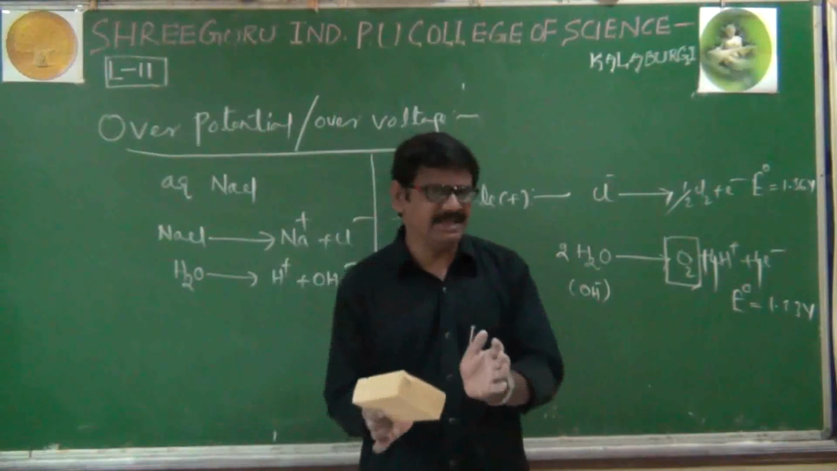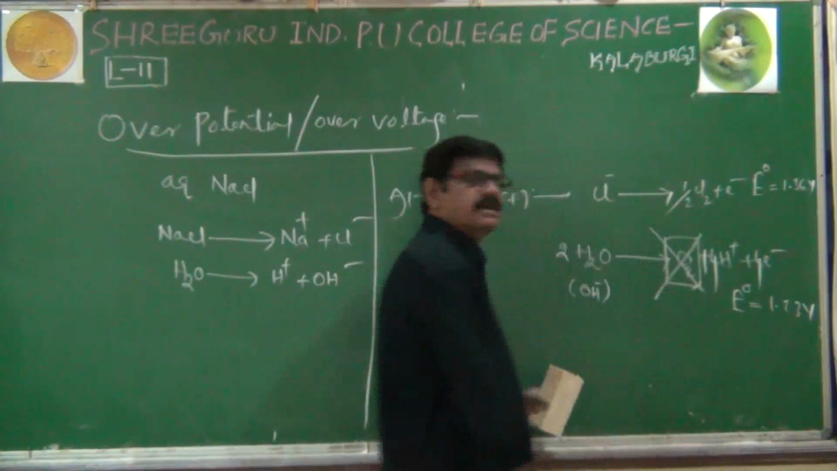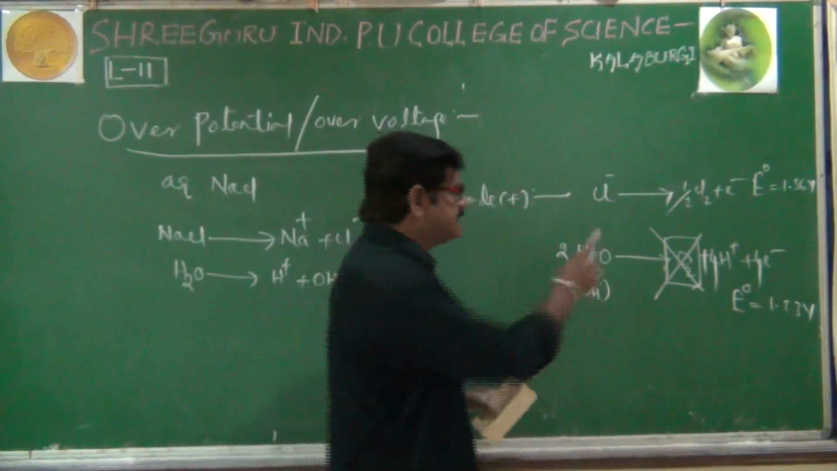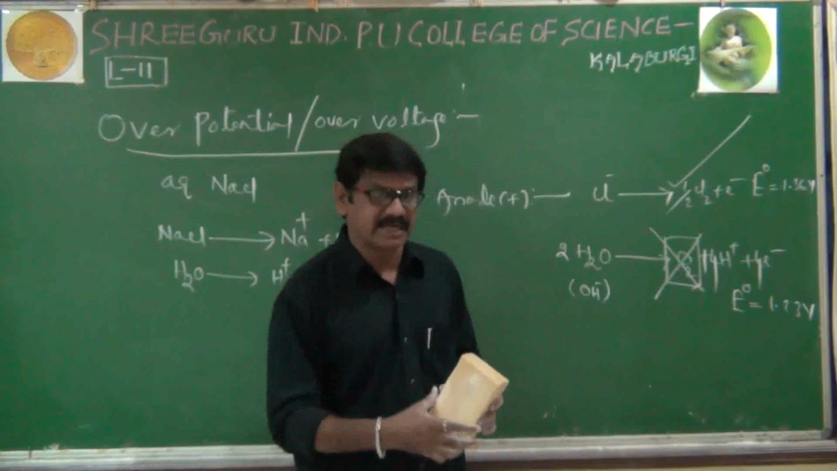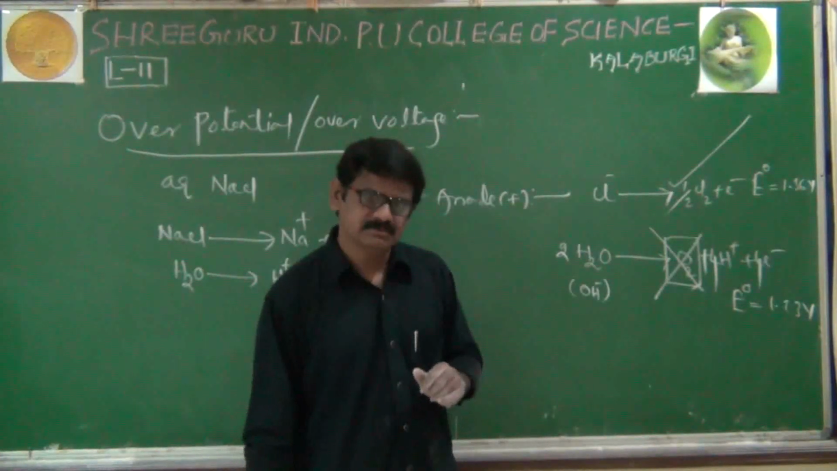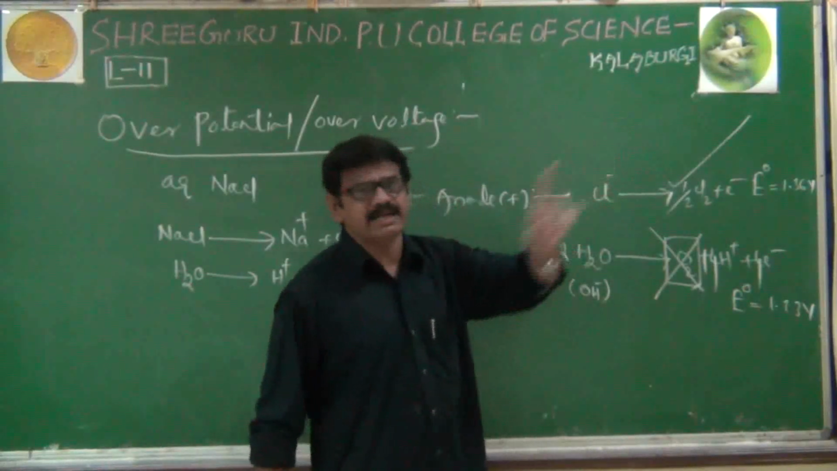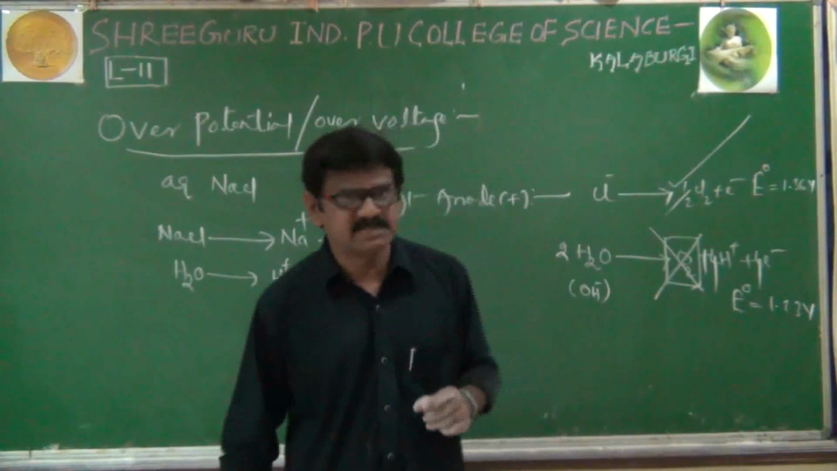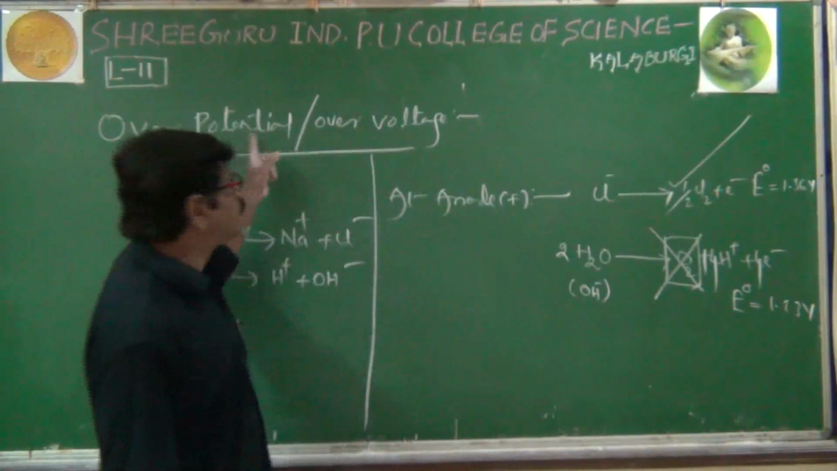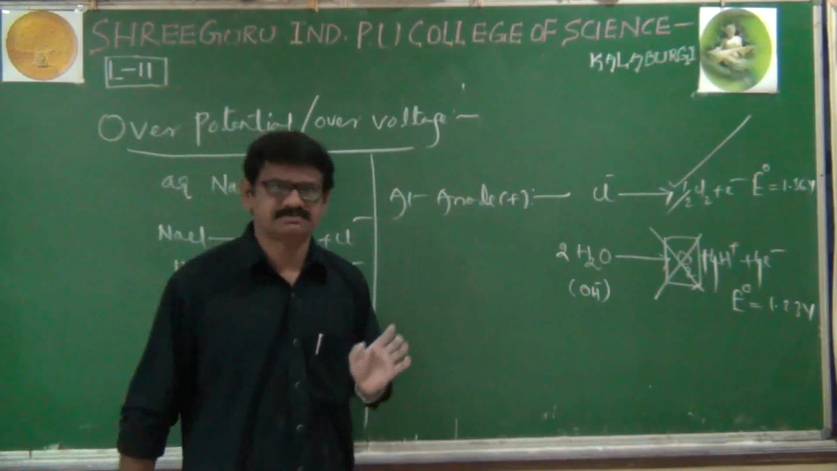But really, oxygen gas is not liberating. Instead of oxygen gas, chlorine gas is liberating at the anode. Despite the higher SRP, chlorine gas is liberating at the anode. Then why does this happen? That will be explained based on the over potential, or over voltage, concept.